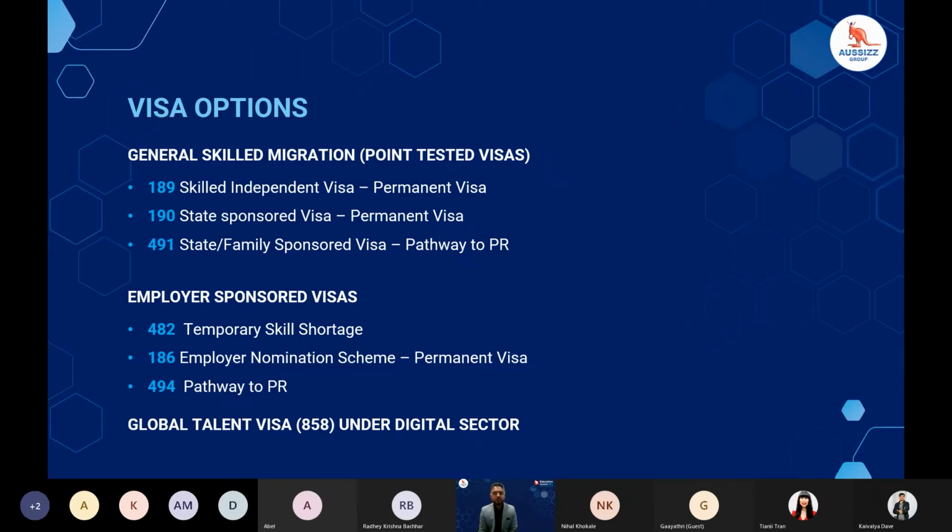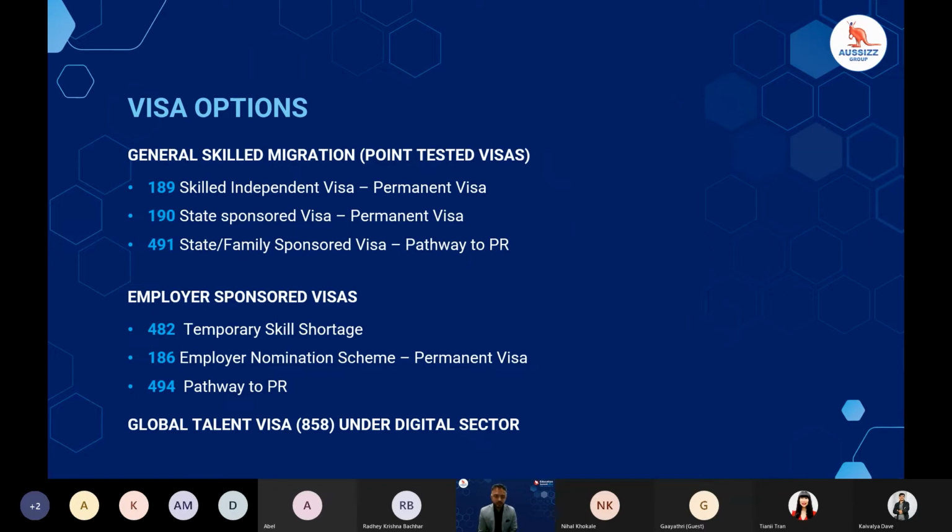494 visa, which is again a pathway to PR. So it generally is similar to 491. The only difference is this is sponsored by the employer. Again, you need to have an employer operating in regional Australia, which excludes Sydney, Melbourne, and Brisbane. You have to live and work with that employer for 3 years and earn a minimum of 53,900, and then you can apply for 191. And that's also a permanent visa. That's why it's a pathway to PR.